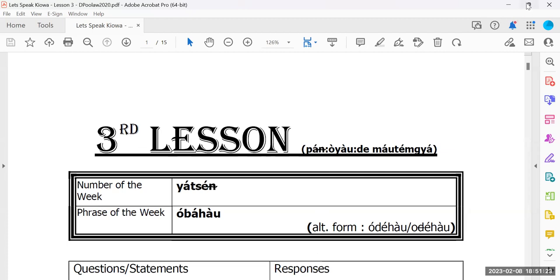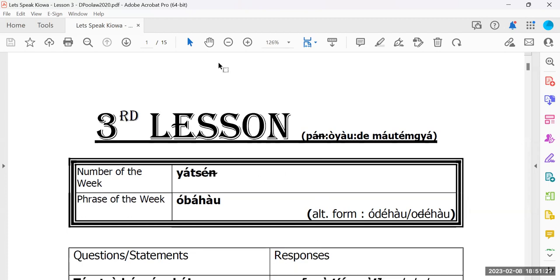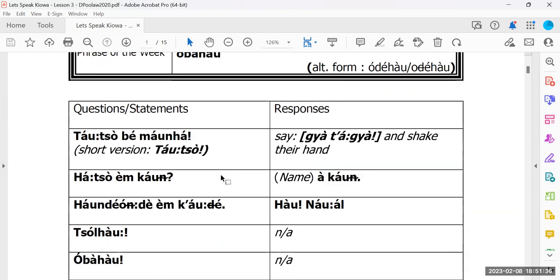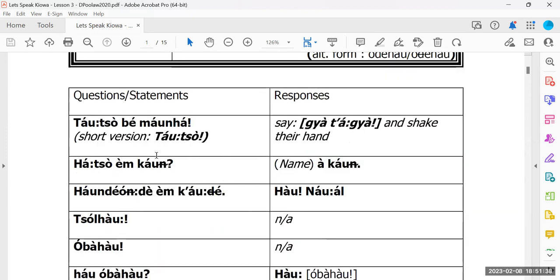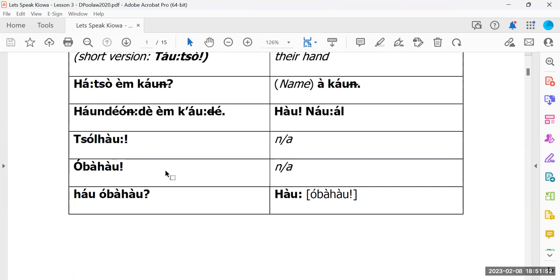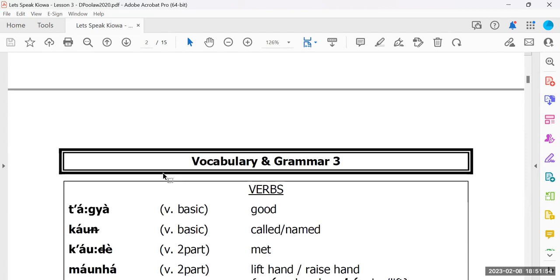Okay, so we are here at lesson three. We're going to go over the lesson really quick and see what we're working with here. So we'll come back and practice our statements and responses here. This is about greetings and meeting someone for the first time. Let's look at the second page.